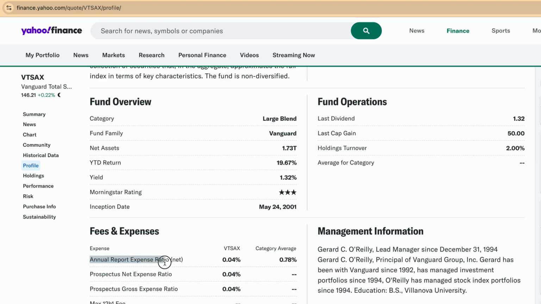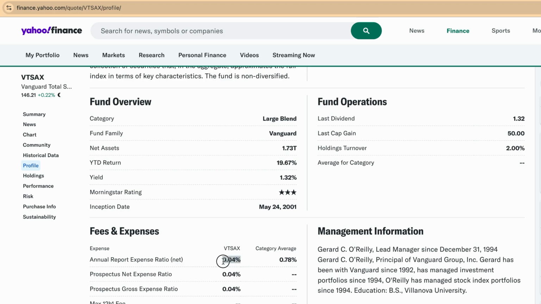So here you will see its expense ratio. When you look at what you're investing in, you want to see how much you're paying for someone to manage that fund. Now, index funds typically have a lower expense ratio because they're using an existing index to create a fund like that. And so for this case, the expense ratio is 0.04%.